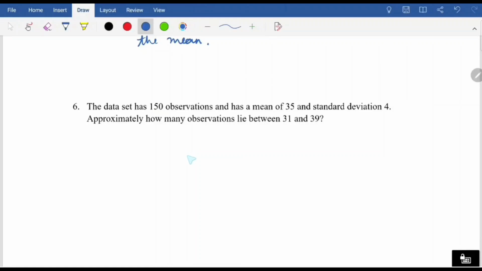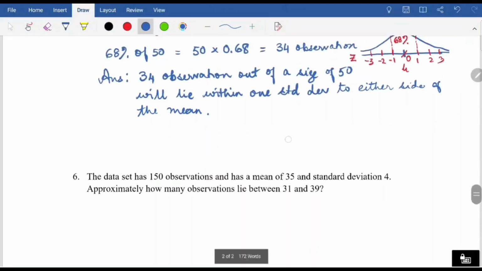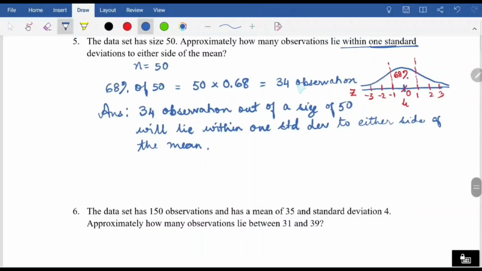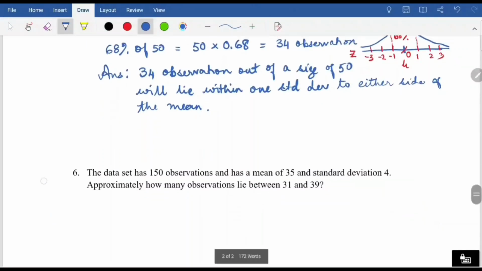Now the final question in this worksheet is similar but a slight extension of the questions that we worked immediately before this. It says here the data set has 150 observations and has a mean of 35 and a standard deviation of 4. Approximately how many observations lie between 31 and 39? In the previous questions up here, we were just told the unit standard deviations, how many observations lie within 1 or 2 standard deviations to either side of the mean.